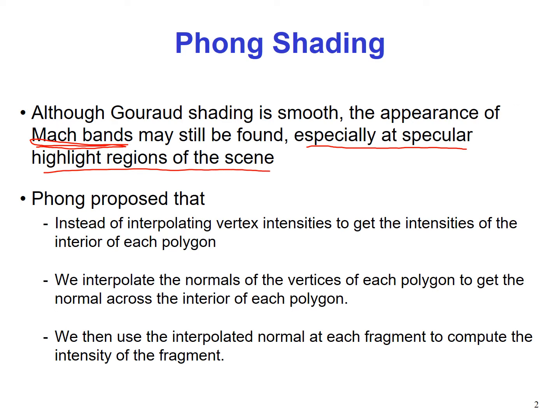Now, to solve this problem, Phong proposed that instead of interpolating vertex intensities to get the intensities of the interior of each polygon, we interpolate the normals of the vertices of each polygon to get the normal across the interior of each polygon. So rather than interpolating vertex intensities, we interpolate the normals. We then use the interpolated normal at each fragment to compute the intensity of the fragment.